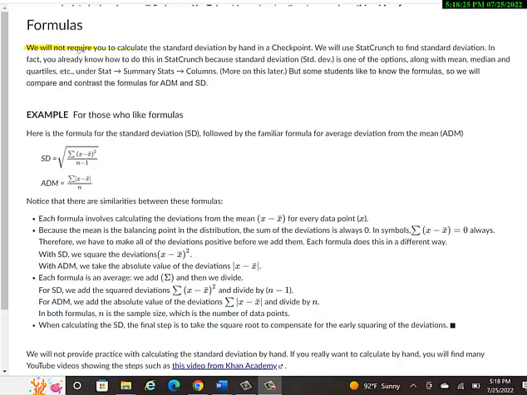Anyway, we will not require you to calculate the standard deviation by hand in a checkpoint. So in these little quizzes, or checkpoints, between these videos and pages, we won't be doing it by hand. It's just too difficult. In real life, we'll use a computer program or a calculator to do it. So why would I make you do it by hand when in real life you would never do it by hand? Instead, we'll use StatCrunch to find the standard deviation. In fact, you already know how to do this in StatCrunch, because standard deviation is one of the options, along with the mean, median, and quartiles. They have all that stuff under Stats, then Summary Stats, then Columns.